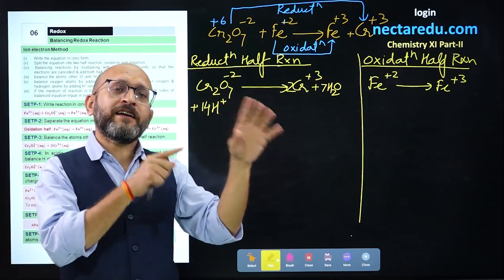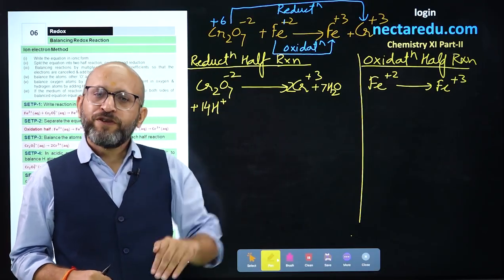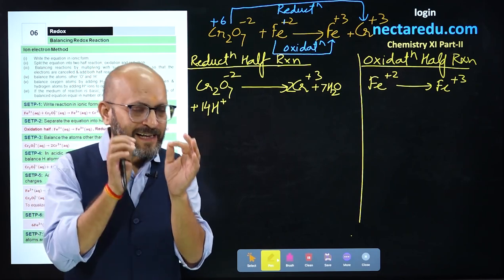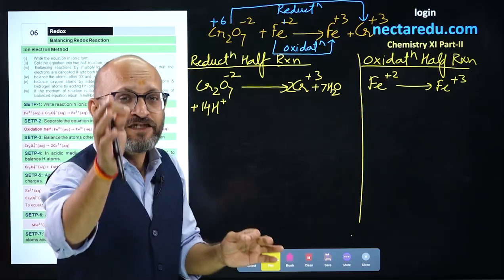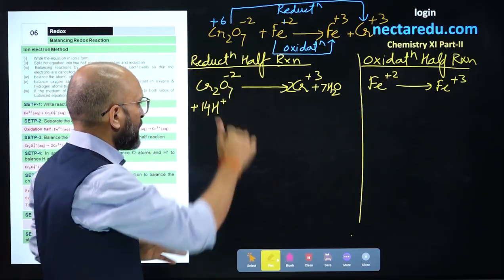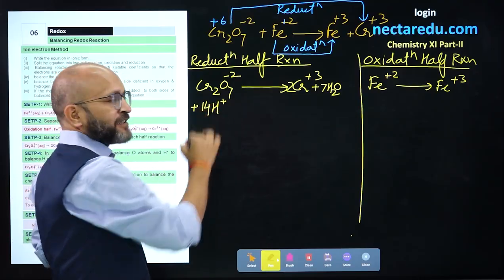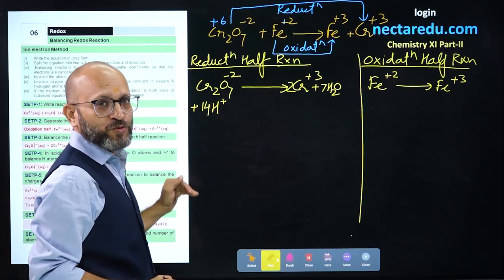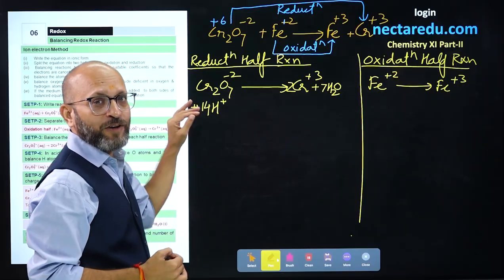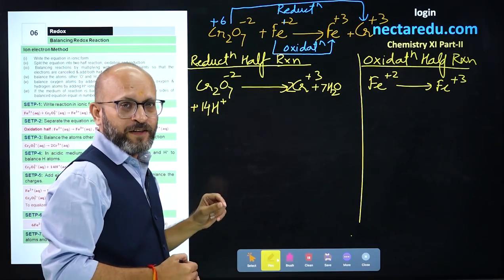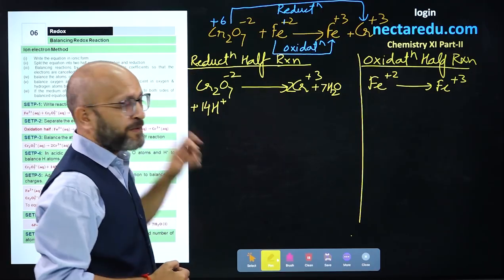Balance hydrogen by adding H plus. Now we have balanced atoms of all elements, and the next step is to balance the charge. Let's see, what is the charge out here? -2 is this, and 14 plus. So 14 plus -2, what will be the total positive? 12 plus this side, and we have 6 plus on this side.